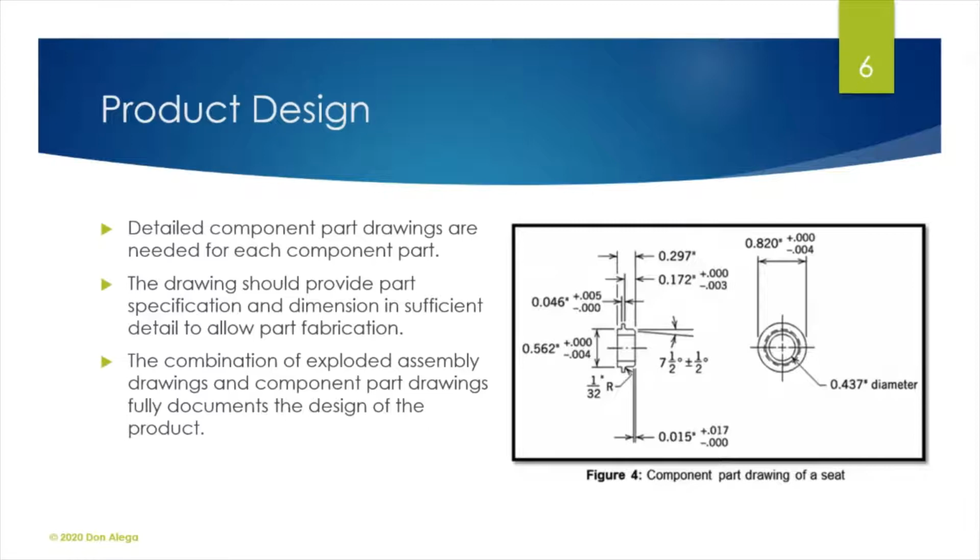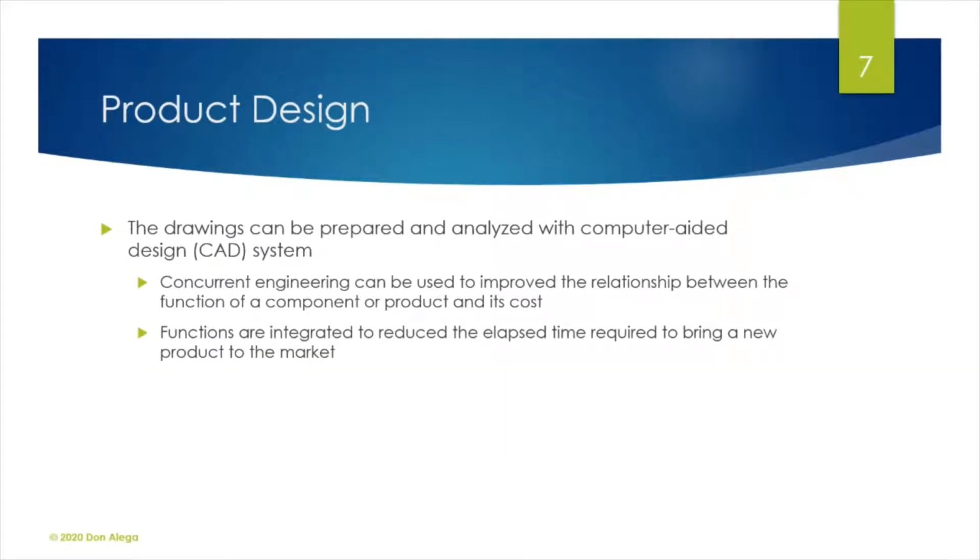Okay po. Next, sa product design, we have different drawing systems, 'di ba? We have the computer aided design or the CAD. Doon tayo minsan nagdo-draw or nilalagay natin yung mga drawings natin, for the specifications and dimensions. We can also use concurrent engineering, used to improve the relationship between the functions of the component tsaka yung cost niya. Then functions are integrated to reduce the elapsed time required to bring a new product to the market.